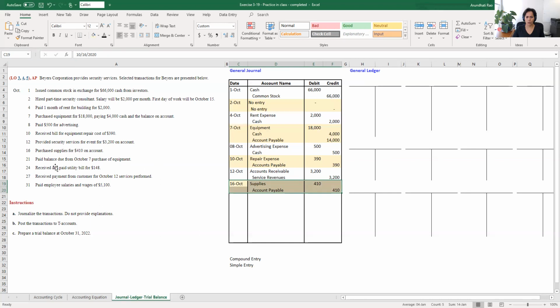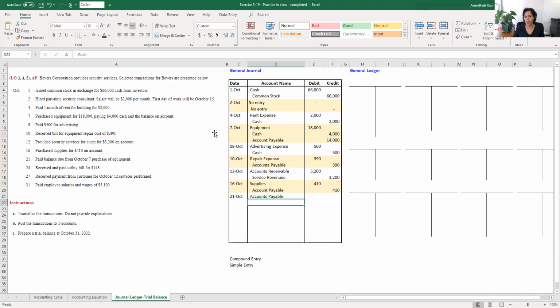On the 21st, I paid the balance from the October 7th purchase of the equipment. So on October 7th, I purchased equipment. I owed $14,000. Now I'm telling you that on the 21st, I paid that money. The company paid cash. Cash balance goes down, so cash has to get credited. Liability, the $14,000. Once I pay that money, that liability decreases. It should not be in my books, so I will debit the liability.